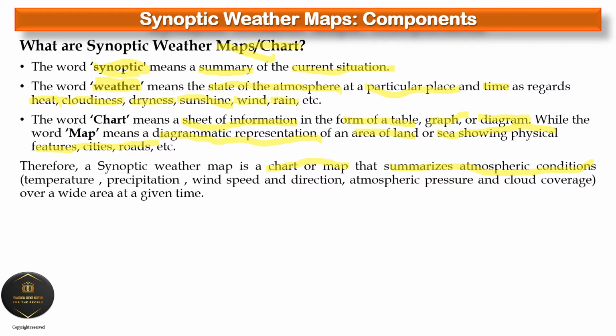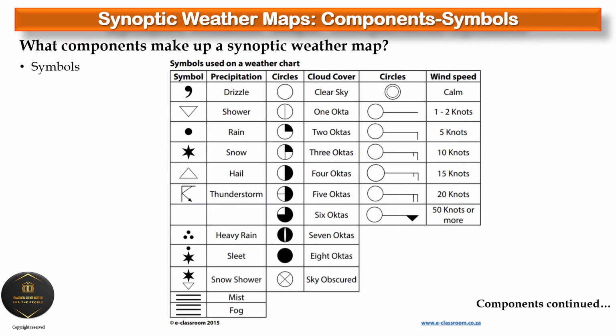Those are temperature, precipitation, wind speed and wind direction, atmospheric pressure, and cloud coverage over a wide area at a given time. So that's a synoptic weather map. And it has different components, of course. Now, what are those components? Those components are represented using symbols. The first component of the synoptic map is a symbol. So we have different symbols that represent different things.